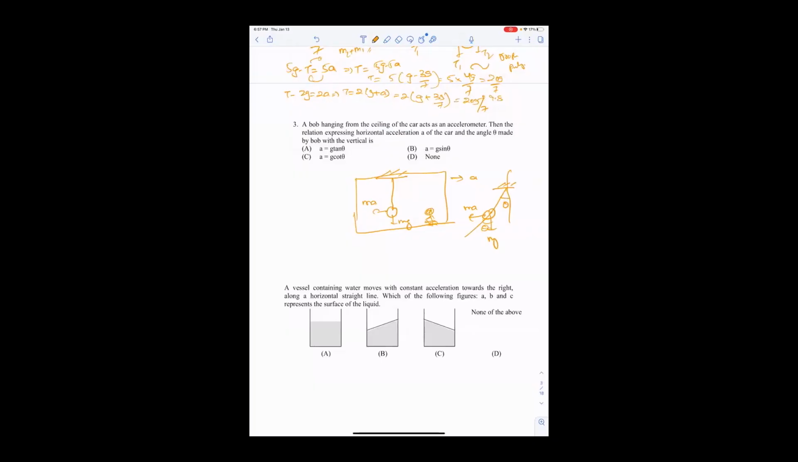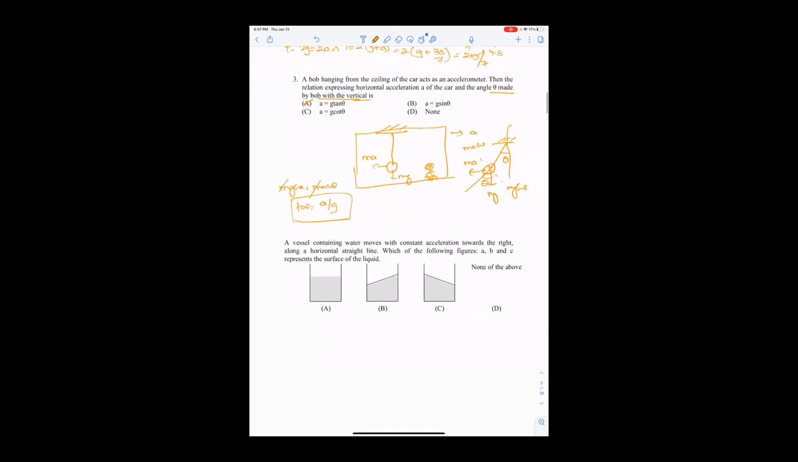If you equate, basically there are two ways. In this direction, it is under equilibrium. This is mg sin theta, this is ma cos theta. So mg sin theta is equal to ma cos theta. The theta made by the bob is with the vertical, this should be very clear. If theta is with the horizontal, the answer will be different. m gets cancelled. Tan theta is equal to a by g, or a is equal to g tan theta.